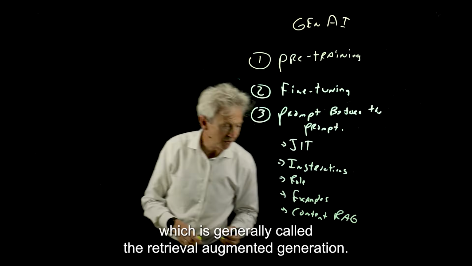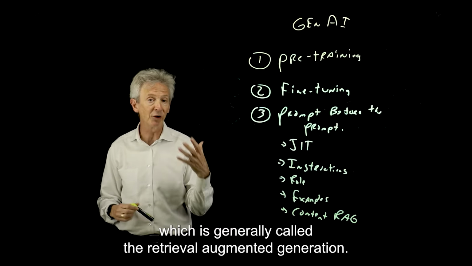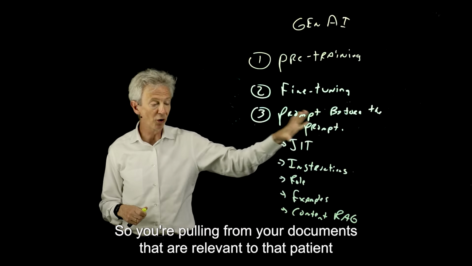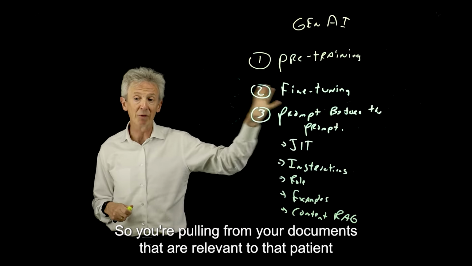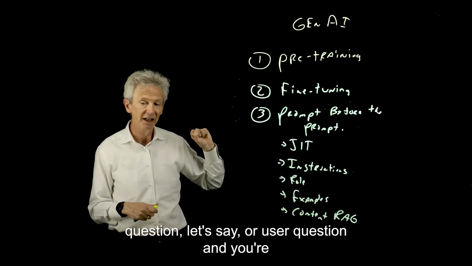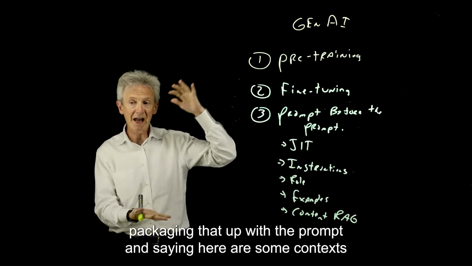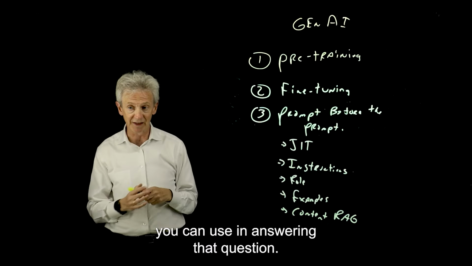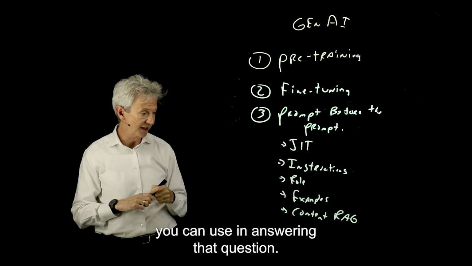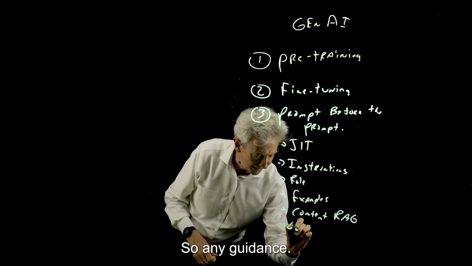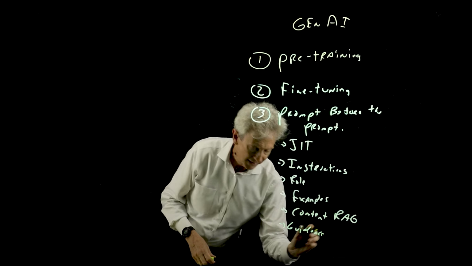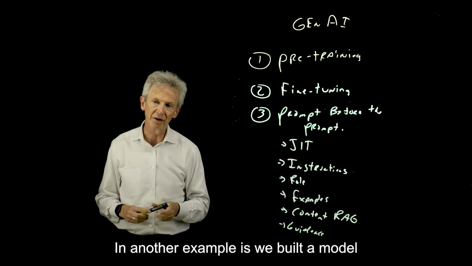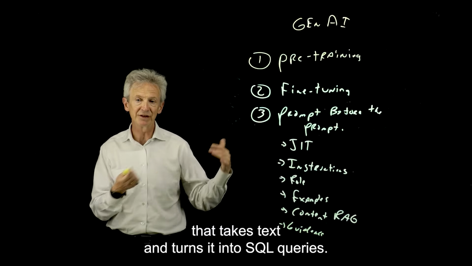There's content, which is generally called retrieval augmented generation. So you're pulling from your documents that are relevant to that patient question, let's say, or user question, and you're packaging that up with the prompt and saying, here's some context you can use in answering that question. So any guidance, hints?